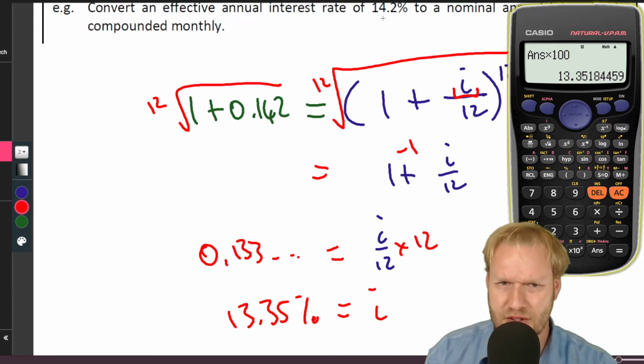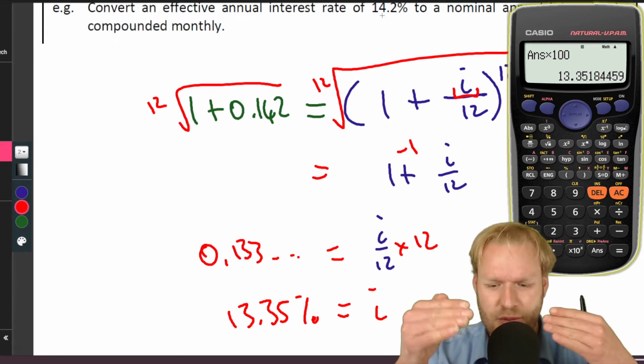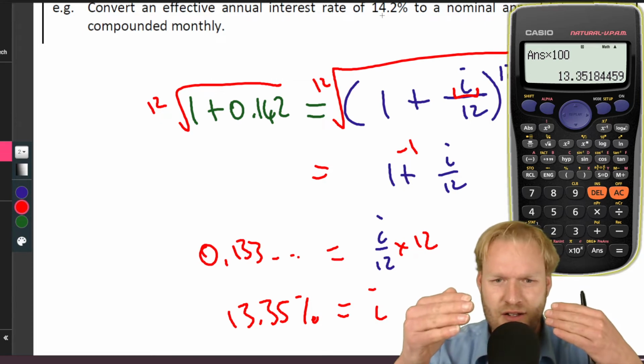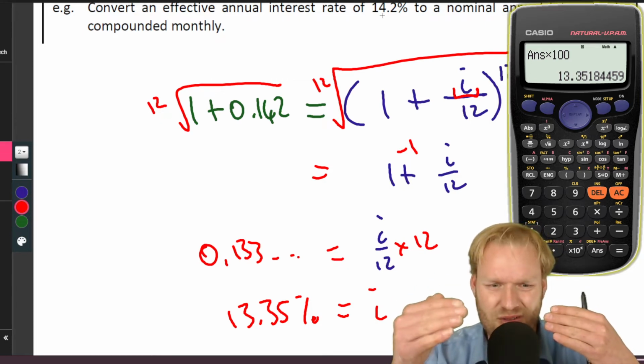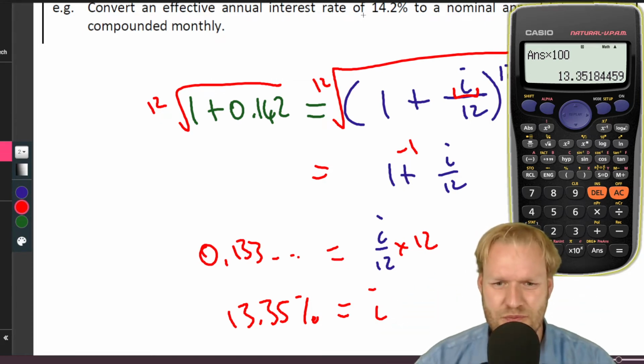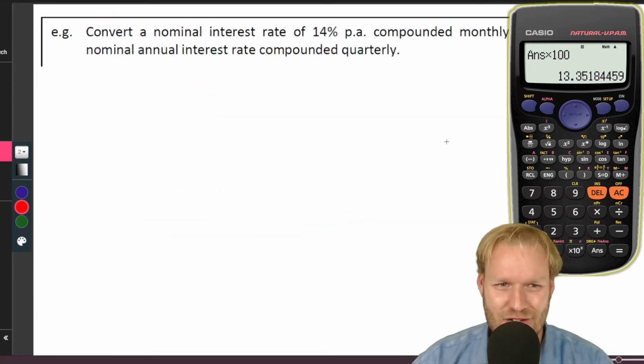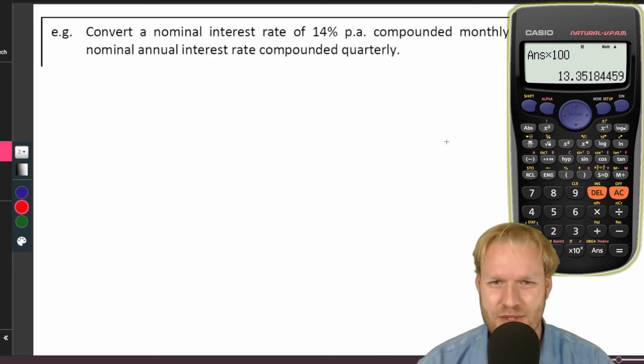It should be lower than this number. Because if we get 14,2% every year, if we're compounding more often, we'd need a smaller percentage. Okay, I don't have a good sense of how much smaller that should be, but I know it should be smaller. Next one.